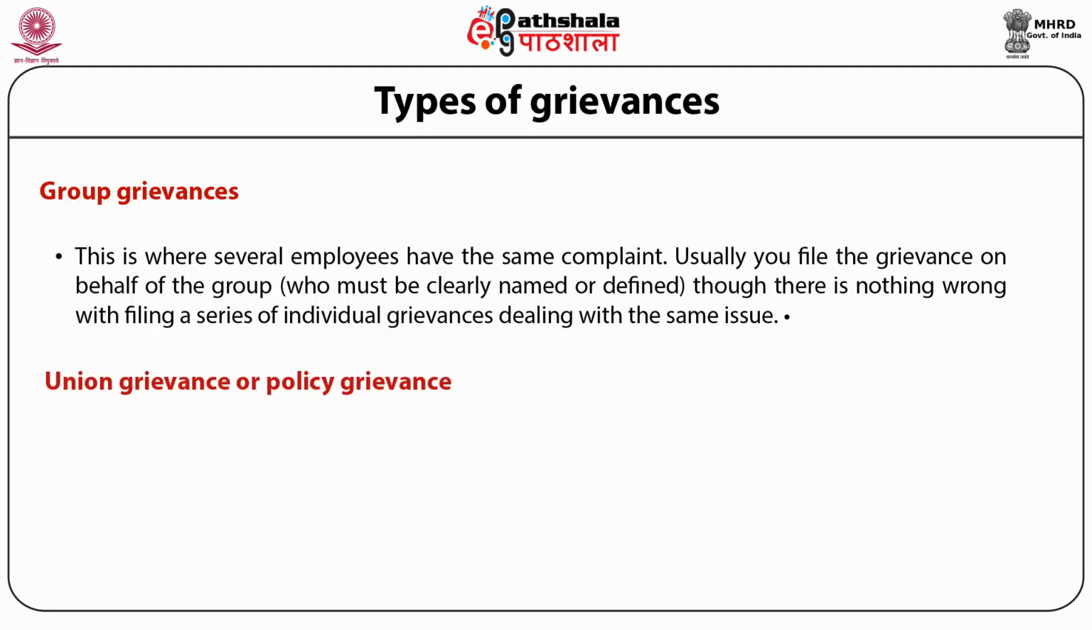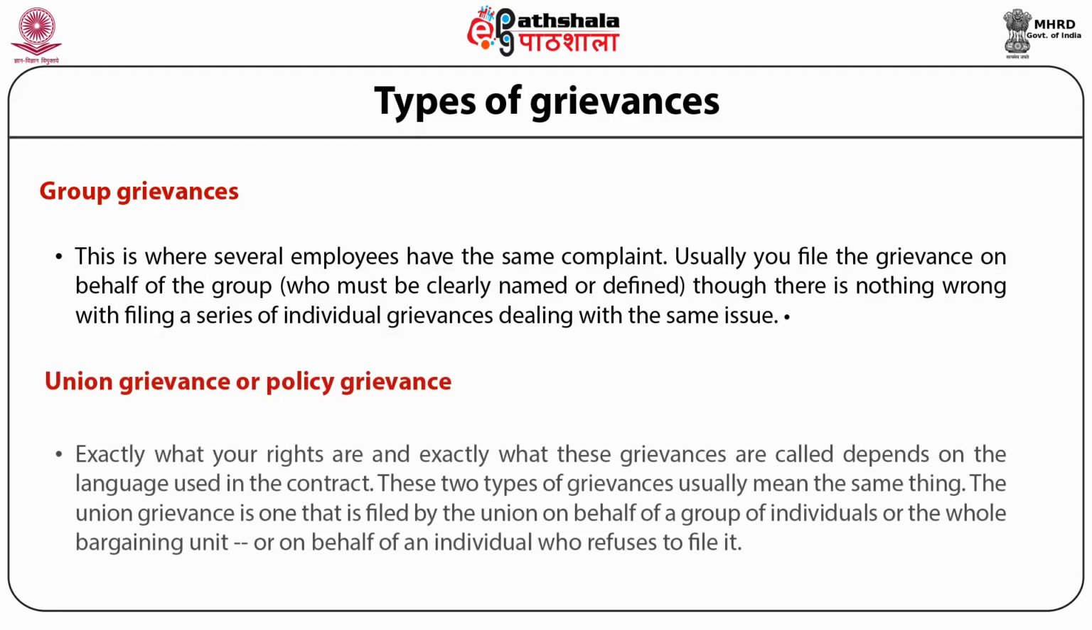Then comes the union or policy grievance. Exactly what your rights are and exactly what these grievances are called depends on the language used in the contract. These two types of grievances usually mean the same thing. The union grievance is one that is filed by the union on behalf of a group of individuals or the whole bargaining unit, or on behalf of an individual who refuses to file it.